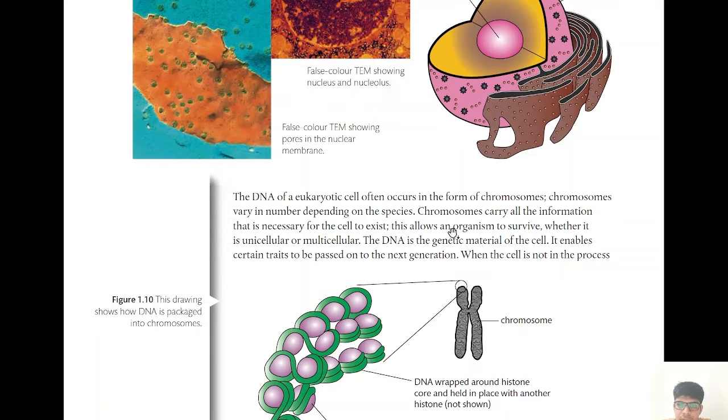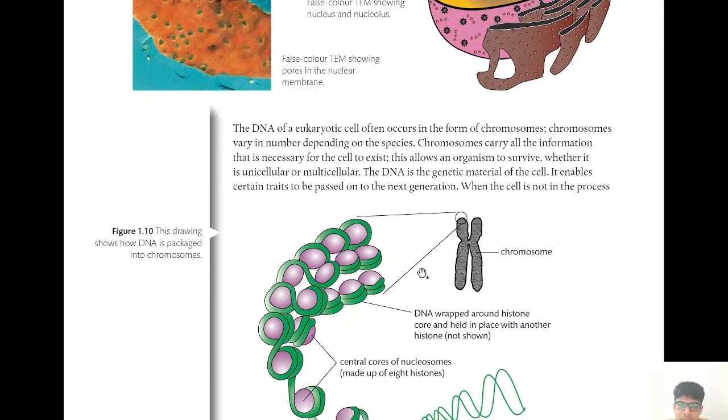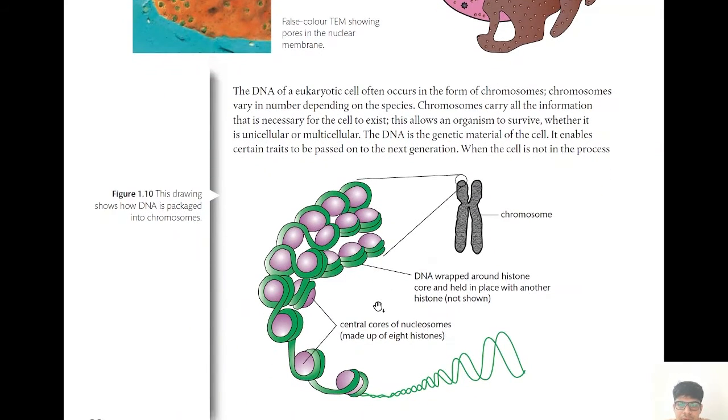This allows an organism to survive, whether it is unicellular or multicellular. DNA is the genetic material of the cell. It enables certain traits to be passed on to the next generation. So here we have a chromosome, and it is the DNA wrapped around the histone core, held in place with another histone, and the central core of the nucleosome is made up of 8 histones.